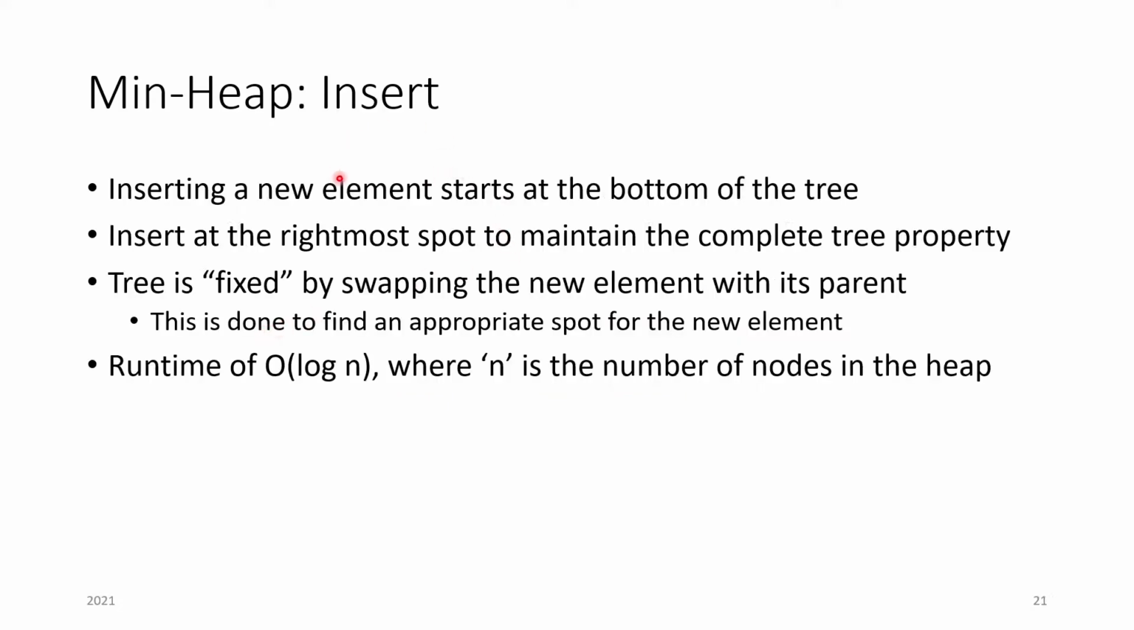In inserting a new node, we always start at the bottom of the tree, at the rightmost spot, to maintain the property of the tree itself, meaning that it's a complete tree. Then, to maintain the ordering of the minimum heap, we keep on swapping the new element with its parents until we find the appropriate spot where it needs to be. The entire runtime of this is going to be of log n complexity, where n is the number of nodes in the heap.